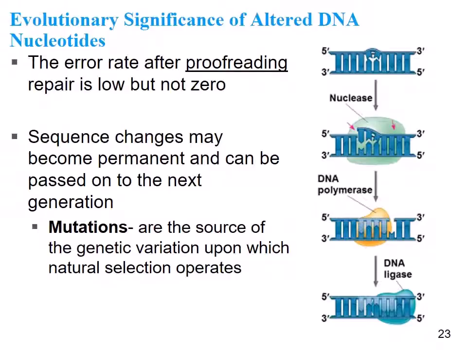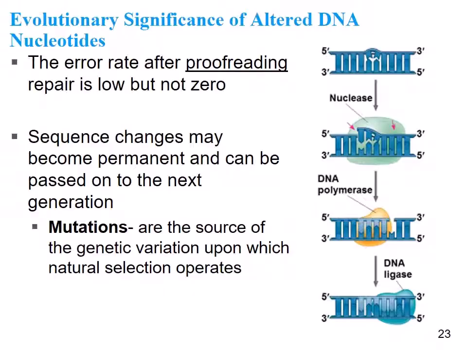So if we have a sequence change that becomes permanent, and if it can be passed on to the next generation, we get this source of genetic variation, which natural selection can operate on. So a mutation is just a change in a DNA sequence, and mutations can be good, they can be bad, they can be neutral, and they can be nearly neutral.